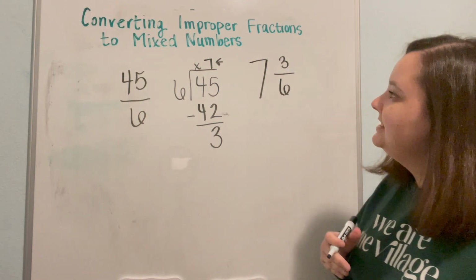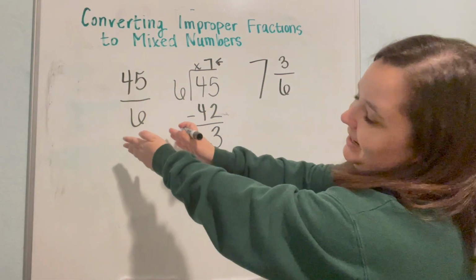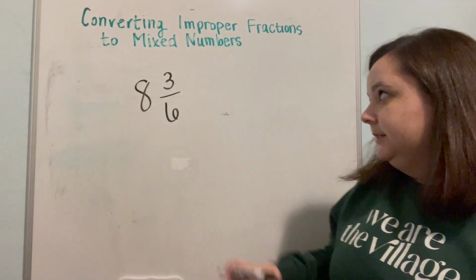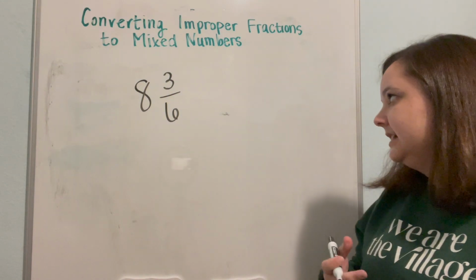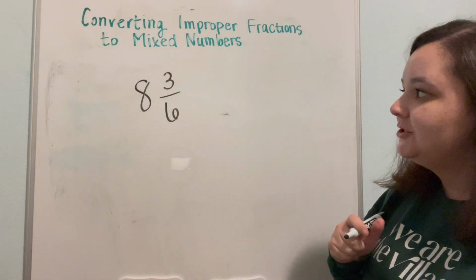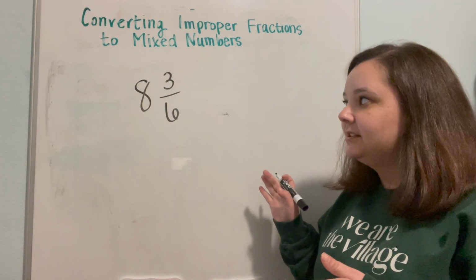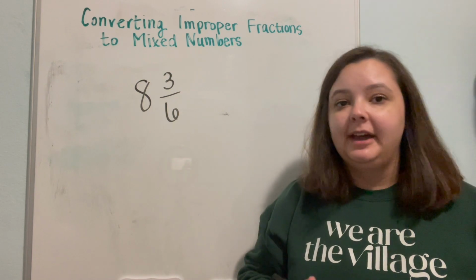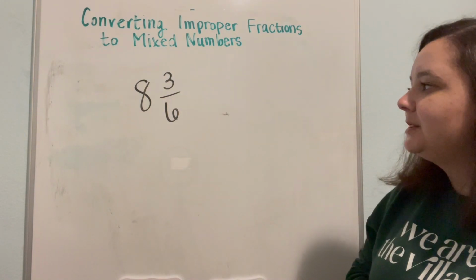Okay, so let's see if we can go from a mixed number back to an improper fraction. As you can see, we're starting with a mixed number of 8 3/6. When you're going from a mixed number to an improper fraction, you do things a little bit differently. We're not going to divide in this case because we already know how many whole numbers we have. We need to do the opposite. We're actually going to start by multiplying.